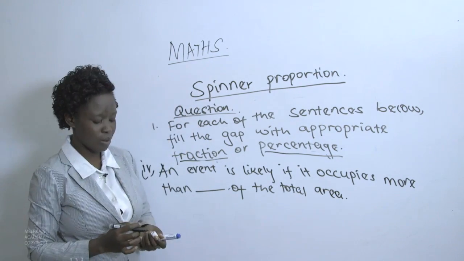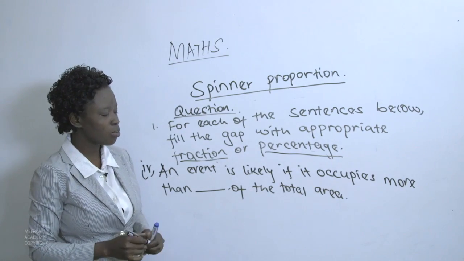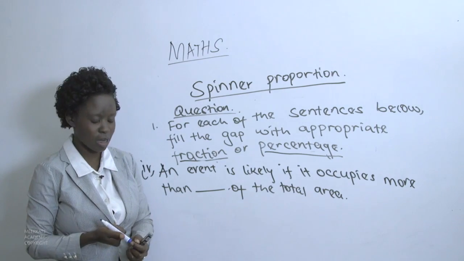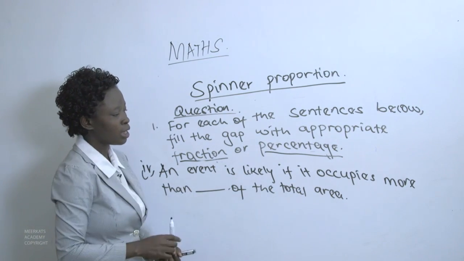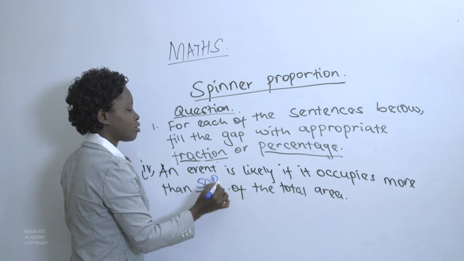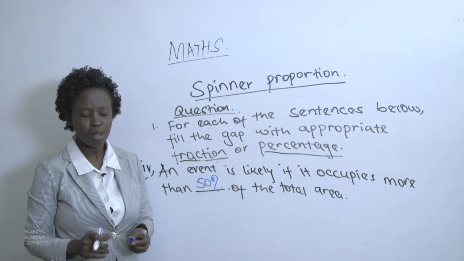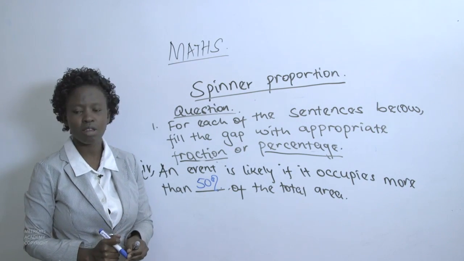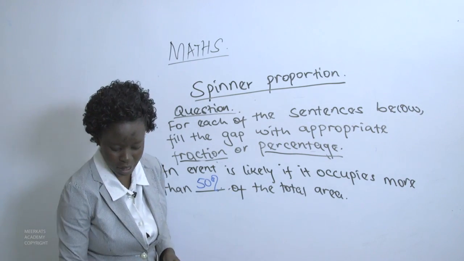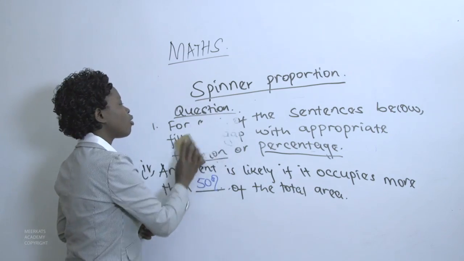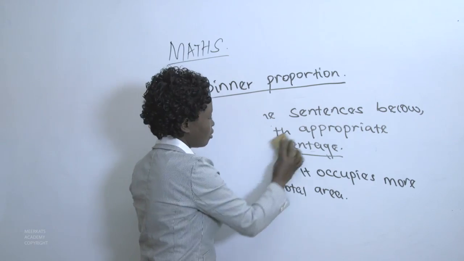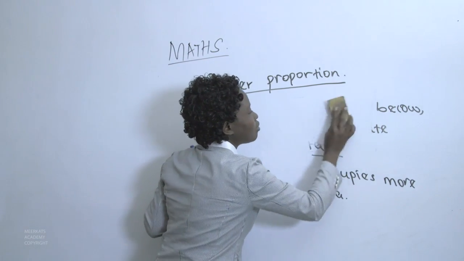So an event will be likely. When we are talking about a likely event, then we say that it has a higher chance of occurring. So an event is likely if it occupies more than 50% of the total area. If it occupies more than 50% of the total area, then we will say that this event is a likely event.